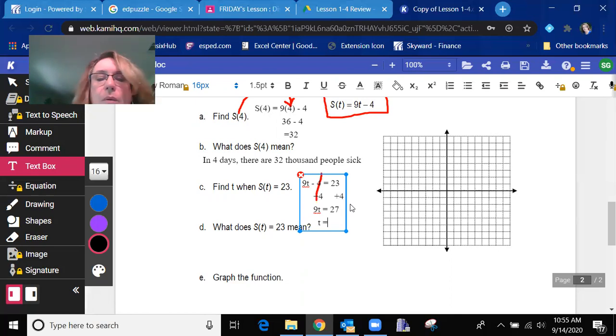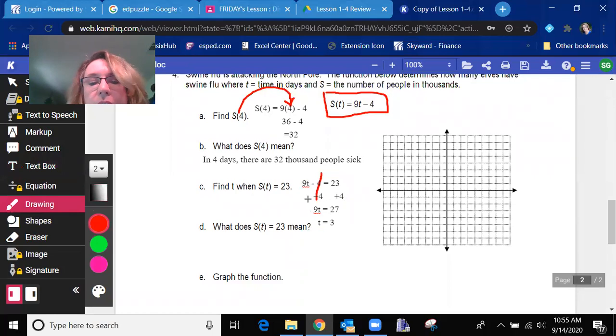So how much is t? We have to divide by 9 on each side. So if we divide 9 and divide 9, we get t equals 3. So I found that t is 3, and S of t is 23.